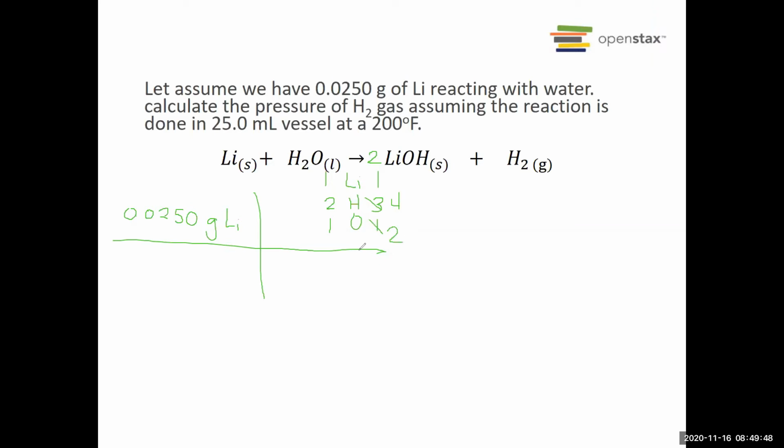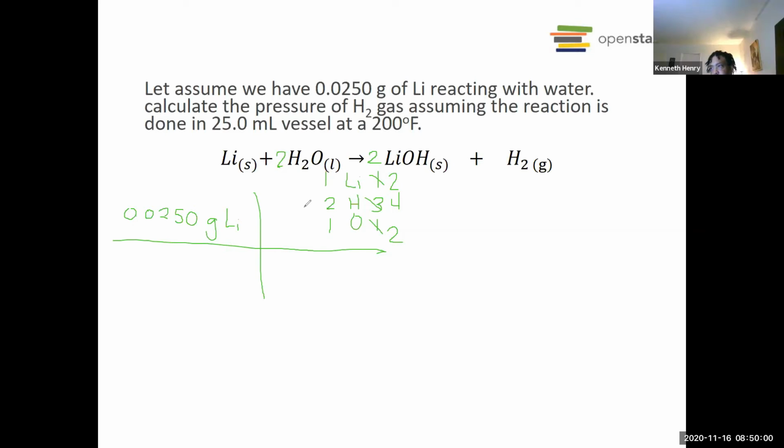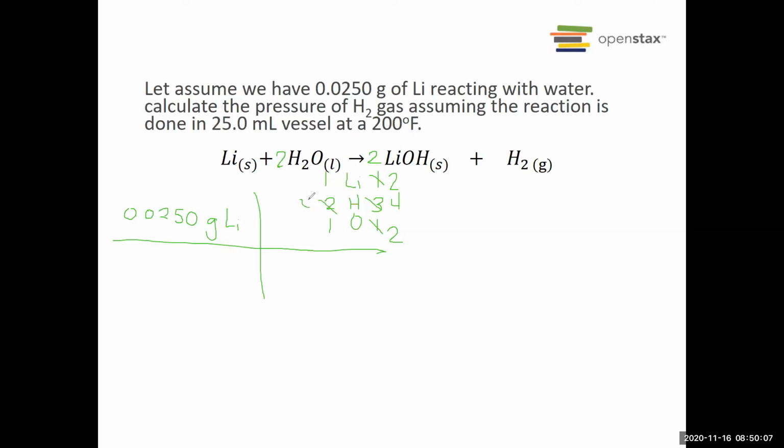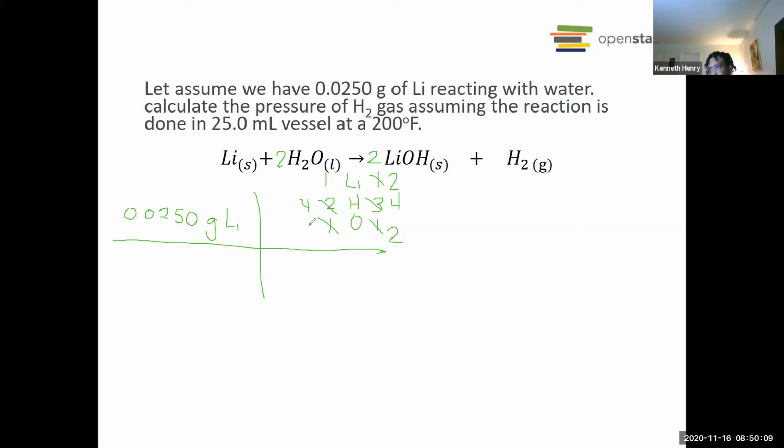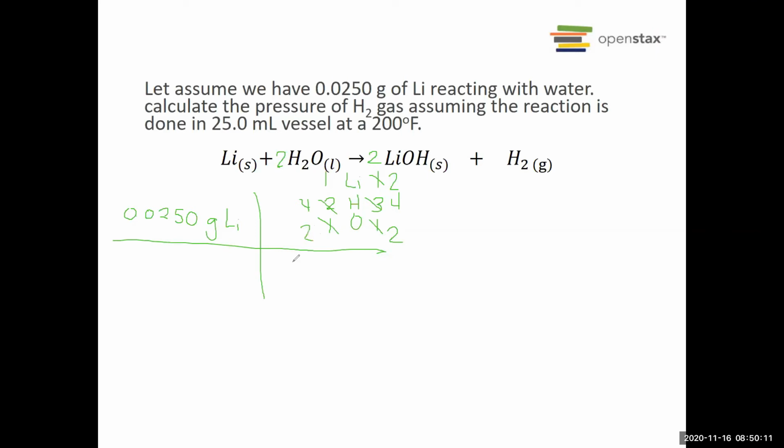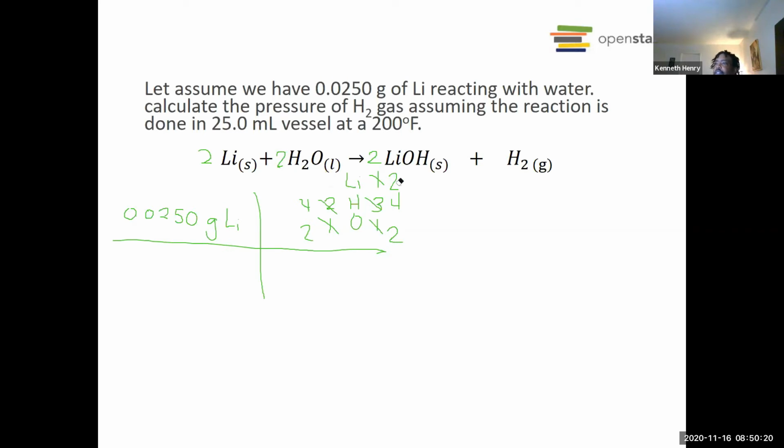You would have to add 2 waters on the left. Okay, 2 waters on the left. Anything else? Then that would give me 4, 4 and 2, then 2 oxygens. And then you have to add another lithium. And then that's balanced. Okay. So now we've got a balanced equation, right?